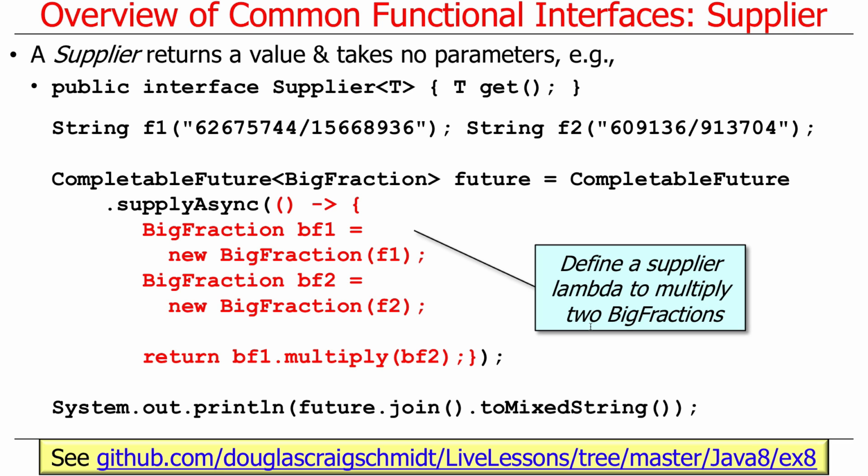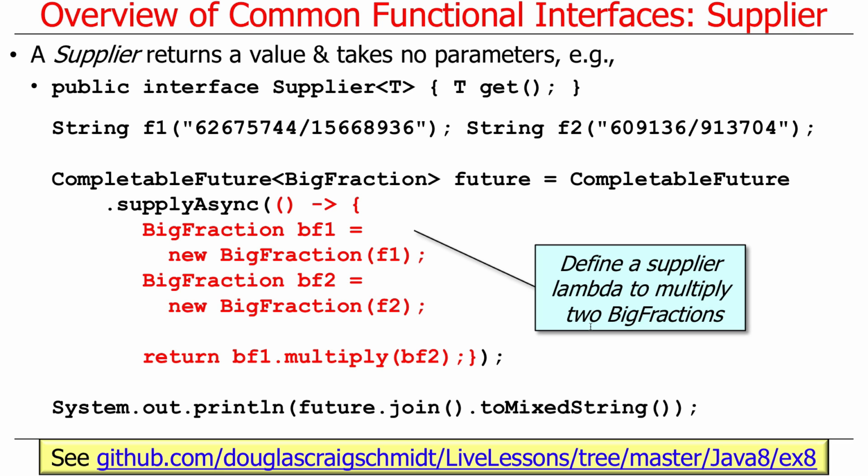So what we're going to do here is go ahead and define a supplier lambda, which when run in a background thread in parallel to other stuff, will multiply two big fractions together. So here you can see we take string f1, which is one big fraction string, and string f2, which is a second big fraction string. We create big fractions from those strings, and then we multiply bf1 by bf2. So big fraction arithmetic is actually fairly computationally intensive if the fractions are big enough.